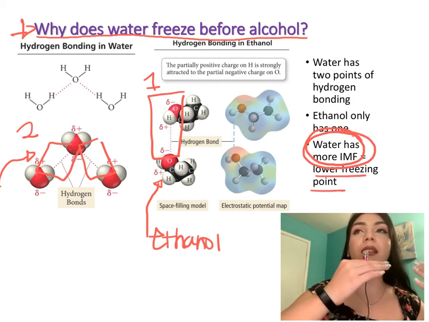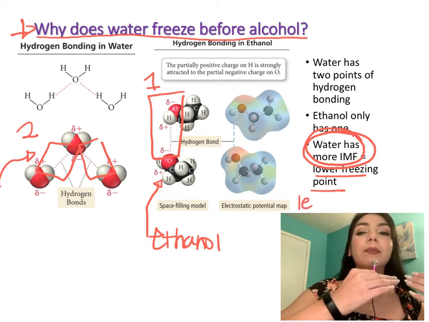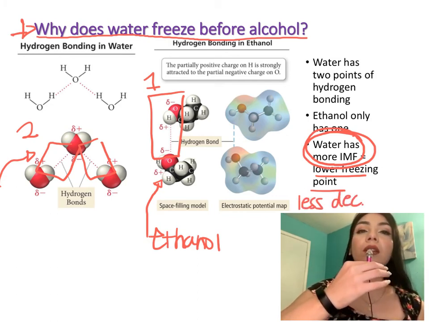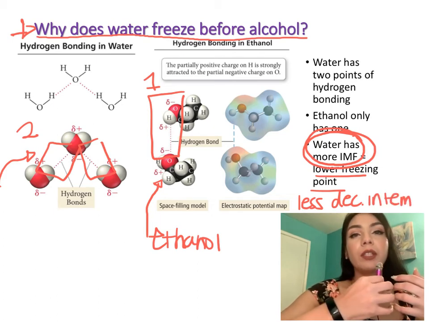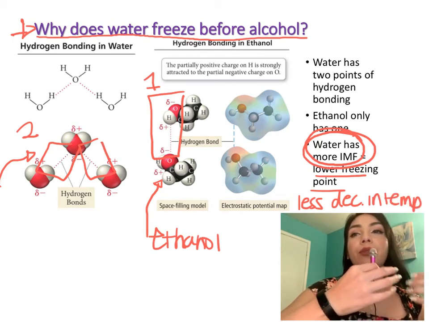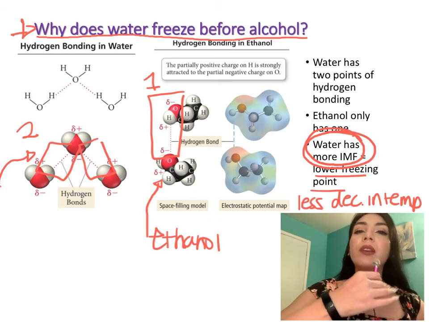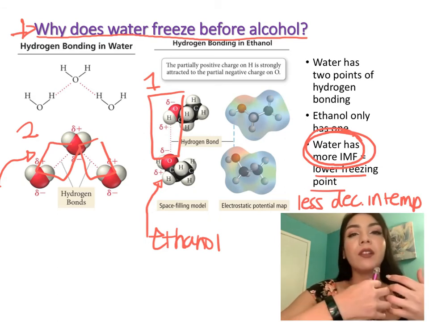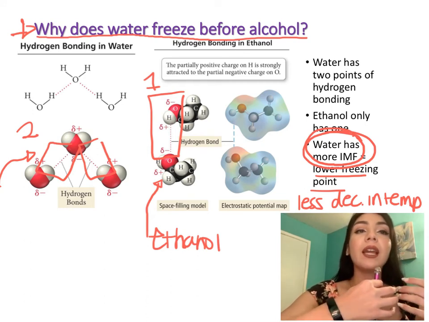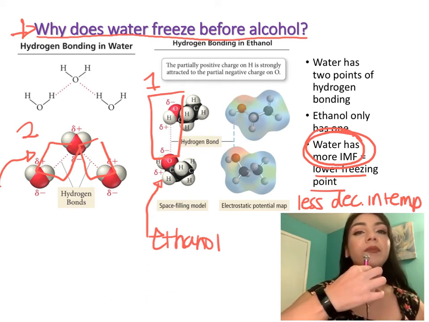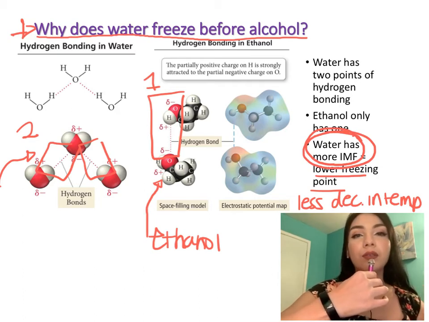So it has a higher freezing point. So it takes less decrease in temperature in order to freeze it. Like it already has a lot of attractions between it. So whenever you cool it down, it's going to be like, oh, okay, that's fine, I'll turn into a solid. I already have a lot of attractions right here between my molecules. Versus ethanol, it has less attraction. So it's like, you got to bring the temperature way, way down to freeze, to turn it into a solid.